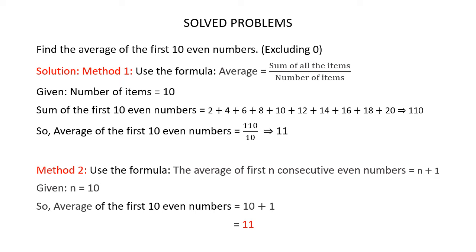Now the second method to solve this problem is to use the formula the average of the first n consecutive even numbers is n plus 1. Now here it's given that n is equal to 10. So the average of the first 10 even numbers is 10 plus 1, which is 11.